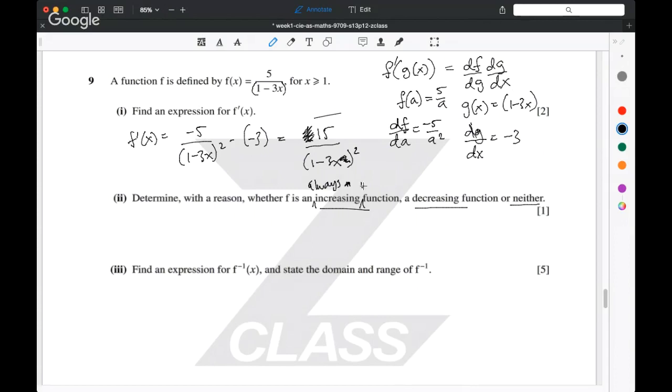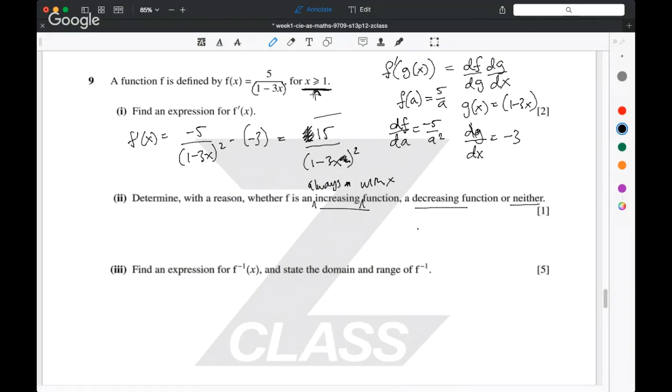Always increasing with x. So it means that as x goes up, f goes up. Well, the easiest way to test this is to test the derivative. Is the derivative always positive, which means that something is going up, or is it always negative, which means it's always going down for any value of x greater than or equal to 1?